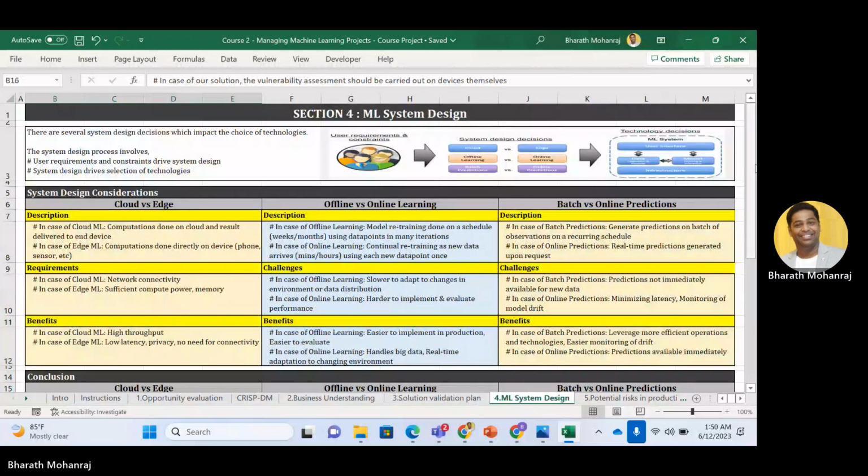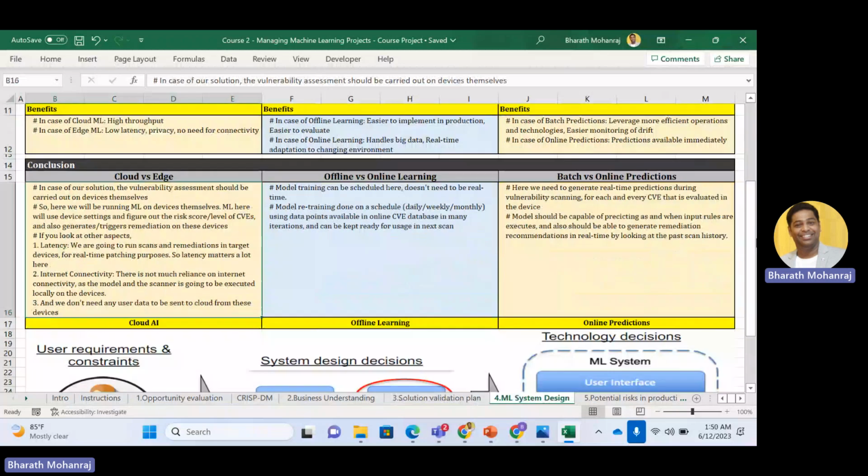Coming to the fourth step here, the ML system design. The system design helps in deciding the impact with the choice of technologies. We have three different areas where we need to consider the system design. Number one is whether we need to go with cloud or edge. Number two is whether we need to go with offline versus online learning. And number three, whether we should go with batch or online prediction.